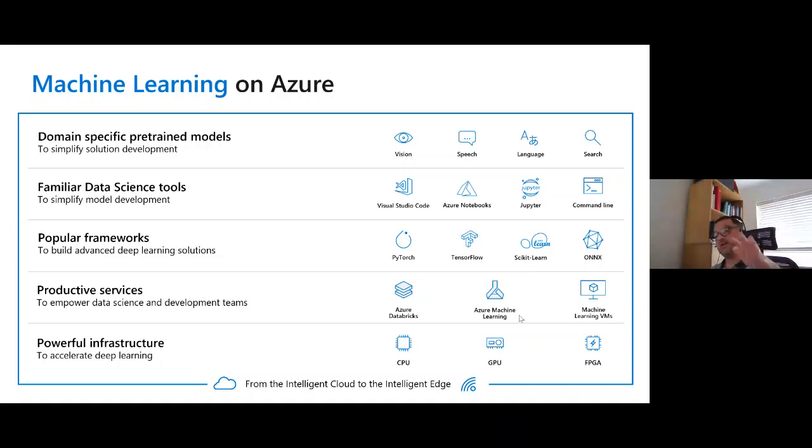While today I'm going to mostly focus on Azure Machine Learning Service, which is a PaaS service, first-party native solution on Azure, there are other services which allow you to do machine learning, such as Azure Databricks, or you can utilize the existing machine learning VMs on Azure. Of course, all of these are powered on top of powerful CPUs, GPUs, FPGAs that you can utilize.